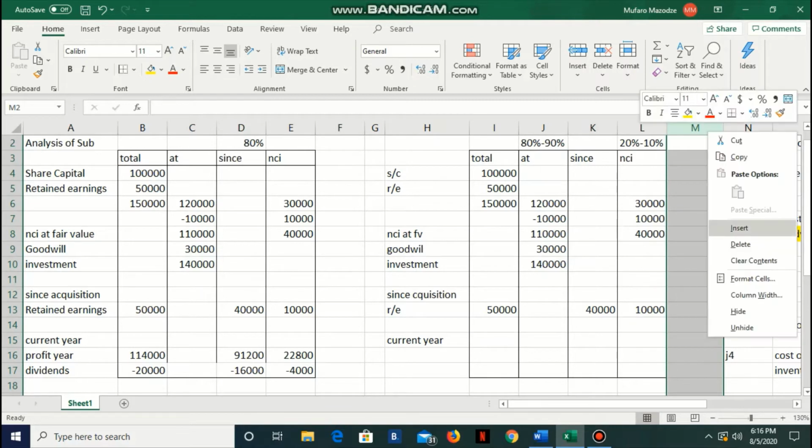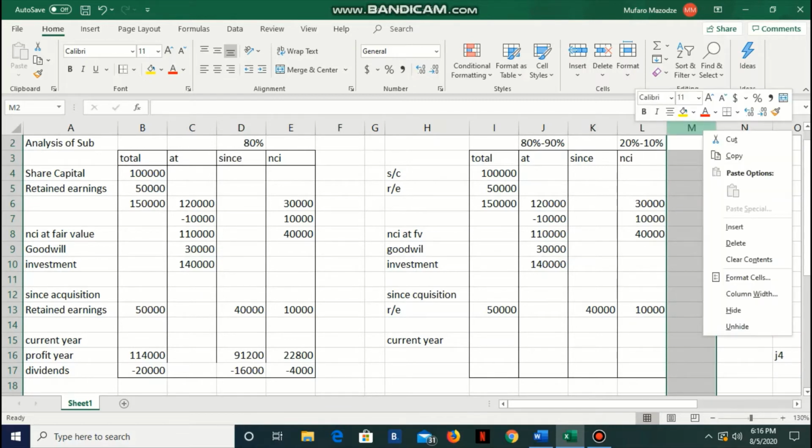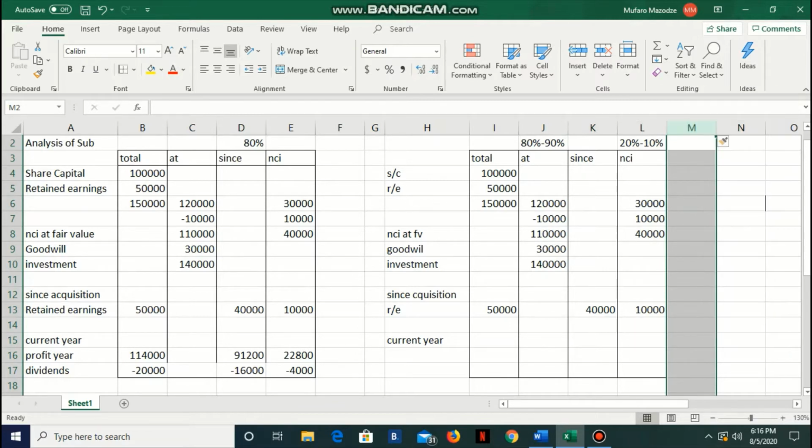let me just insert cells here so that the stuff right there does not confuse us. Right. In the current year, they made profit of 114,000. So before we take into consideration the purchase of additional interest, we first need to stand at the point in time where we purchased the additional 10%, and that's right in the middle of the year, meaning that from beginning of the year to the middle of the year, there was half of the profit made.